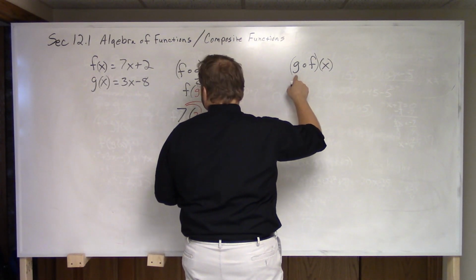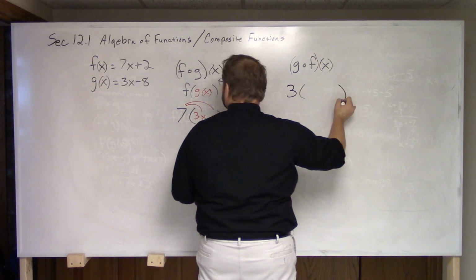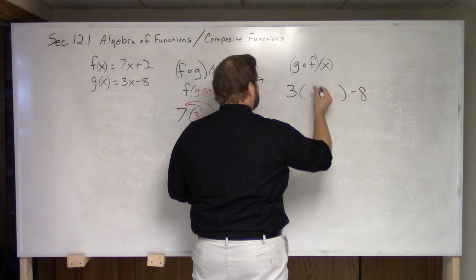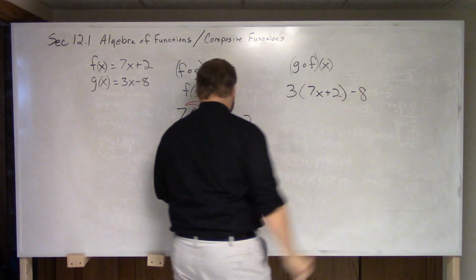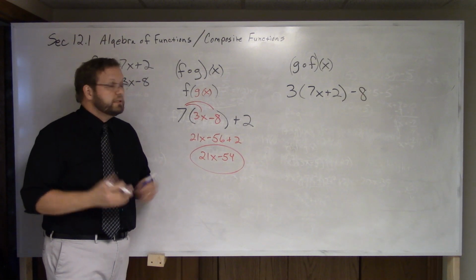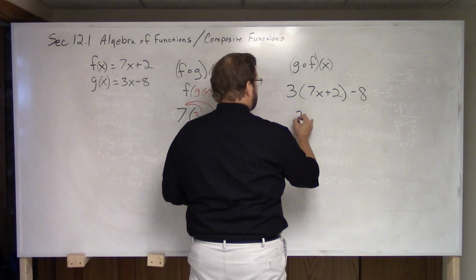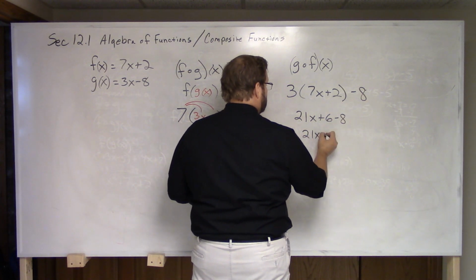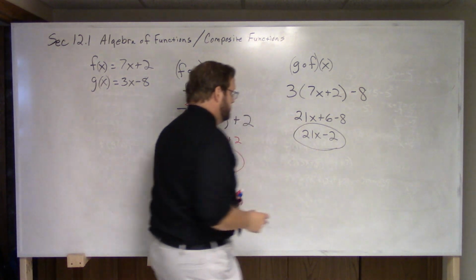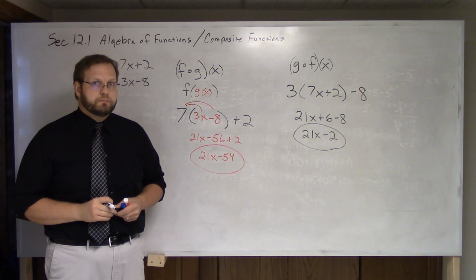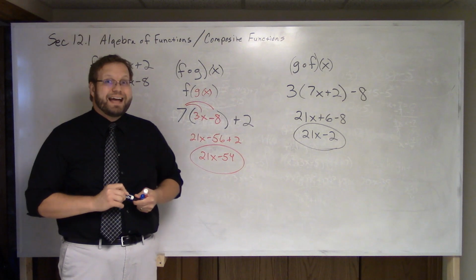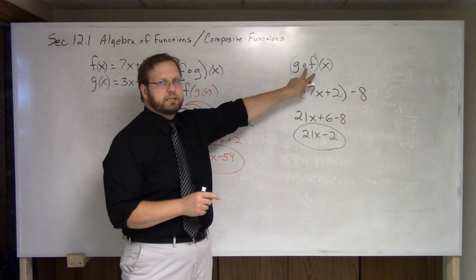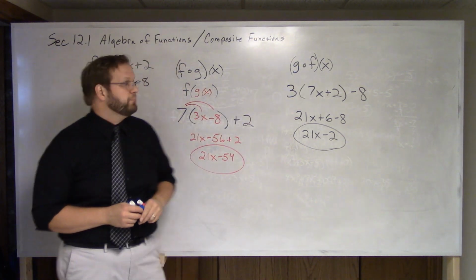So I'm going to start with g, which is 3x minus 8. Then I'm going to go this way. I'm going to plug in that f of x, which is 7x plus 2. Okay, let's see how this works out. I get 21x plus 6 minus 8, or 21x minus 2. Very different result. So again, composition is not commutative. Very easy thing to do, but don't always assume that, oh, if I did this, that's the same result. Because it could be very, very different.